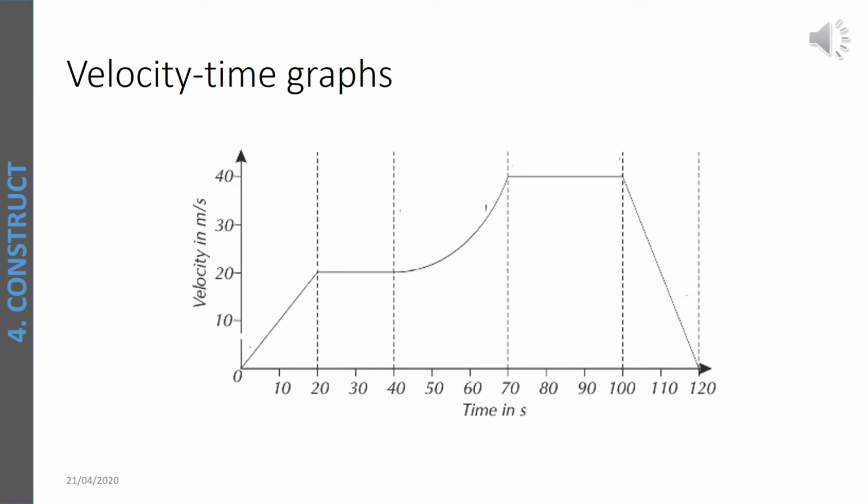So we have our first velocity time graph. What does it show? So let's have a look first at the individual sections of the graph. So for the first 20 seconds we have an uphill slope. Then between 20 and 40 seconds we have a flat line. From 40 to 70 seconds we've got a curved uphill slope. From 70 to 100 seconds we have another flat section. Then between 100 and 120 seconds we have a downhill slope.